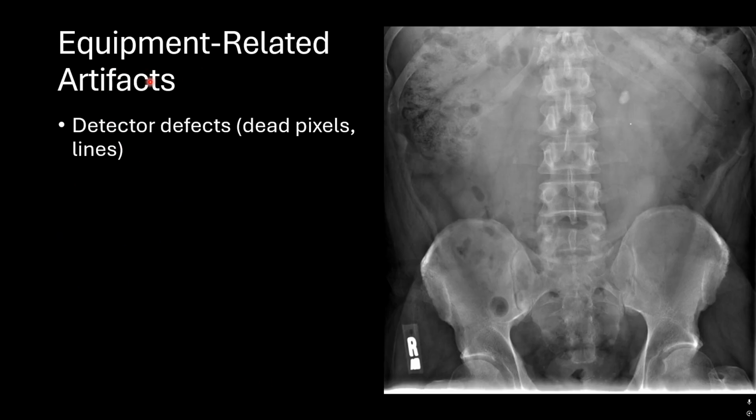Next, we have equipment-related artifacts, for example, detector defects, which can be from dead pixels or lines. Here we have an image. We can see there's a dead pixel in this area, and it's very bright. One thing that we can use to identify that the artifact is really an artifact is by seeing all the images that have been taken by this detector or tube, and we can see that the artifact is still there in the same place, in the same appearance.